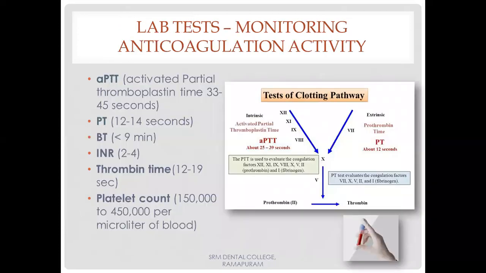The common lab tests or monitoring that we need to take for all patients are: activated partial thromboplastin time, with a normal value of around 33 to 45 seconds. Prothrombin time should be 12 to 14 seconds. Bleeding time of less than 9 minutes. And the gold standard being the INR, which will fall under the 2 to 4 level, and thrombin time 12 to 19 seconds. Platelet count of 1,50,000 to 4,50,000 is a basic blood profile that needs to be monitored prior to the procedure.